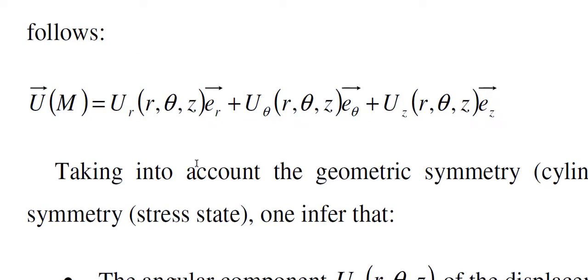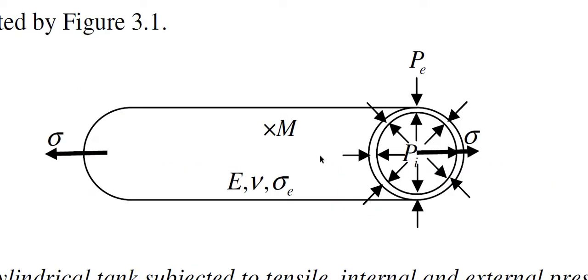Now, based on the geometric symmetry, which is a cylindrical symmetry, and also based on the loading symmetry, we will simplify this general form of the displacement field. When we examine the loading symmetry applied on this cylindrical shell, we notice that the uniform pressures, internal or external, will induce only a point displacement along the radial direction.